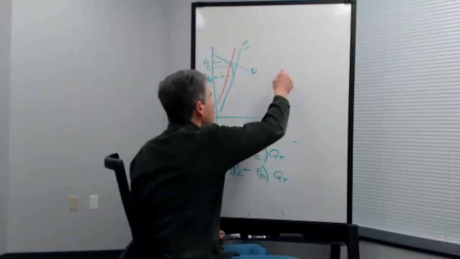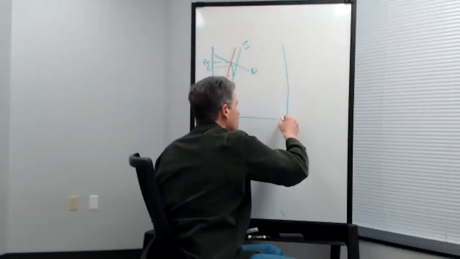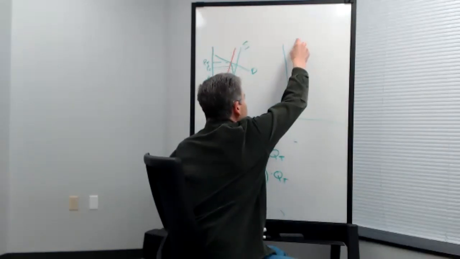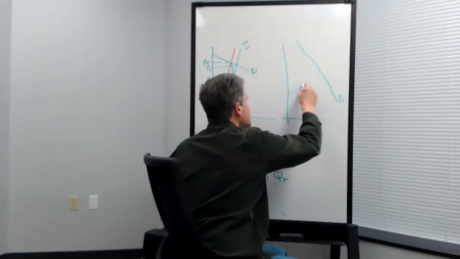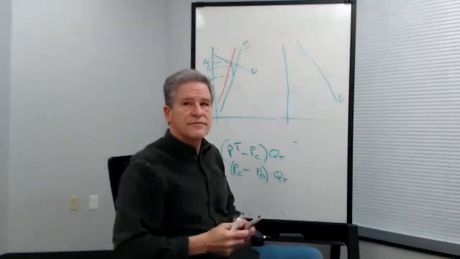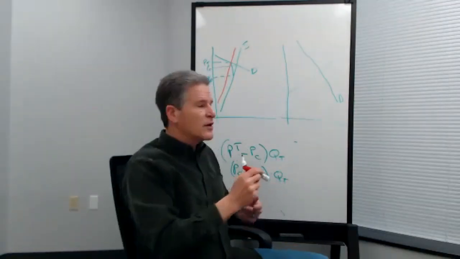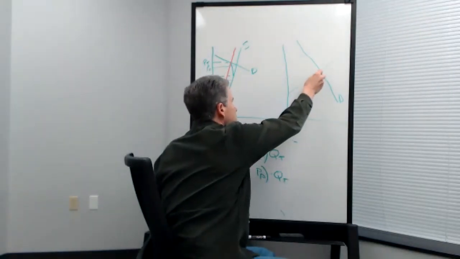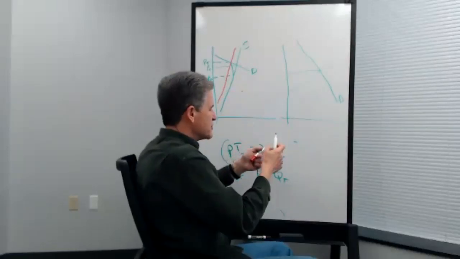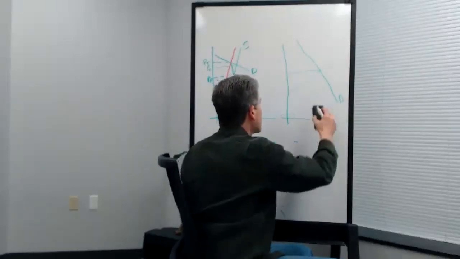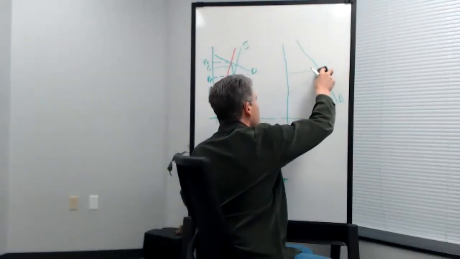Okay. So let's go over here and we're going to draw a new one. But what I'm going to do is I'm going to have a very steep demand curve and a relatively flat supply curve. I have my P here. And notice I didn't put quantities down here because it doesn't really help you. Actually, I didn't get that flat enough.